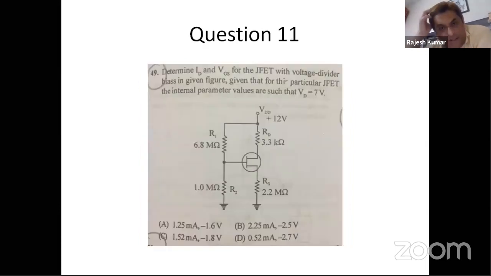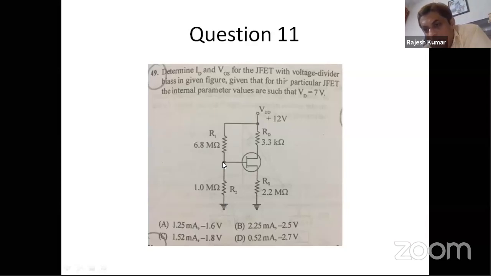Now, this is an important thing, that is JFET. Determine ID and VGS for the JFET with a voltage divider bias as given. Given that for this particular JFET, the drain voltage is given as 7 volt. So this is a JFET in which we have used a voltage divider network for biasing. This is a voltage divider network from which we can find the value of the output voltage.